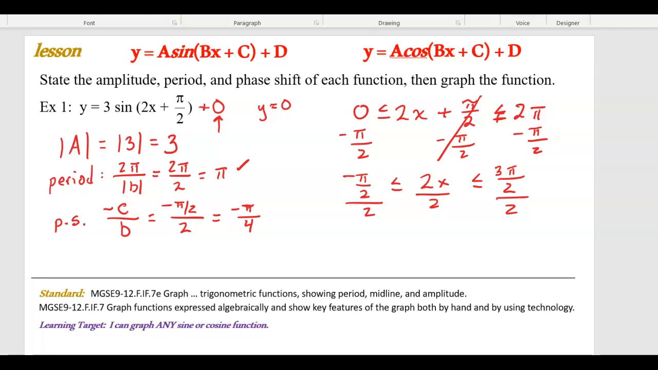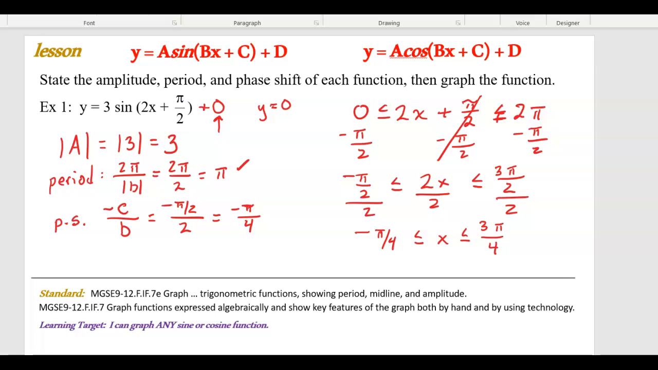So because we're dividing by 2, we are cutting the graph in half. Okay, so it's the opposite. So you see plus, it actually goes left. When you see 2x, you divide by 2, it actually shrinks the graph. It compresses the graph. So that gives me negative pi over 4 x, and then 3 pi over 2 divided by 2, 3 pi over 4.